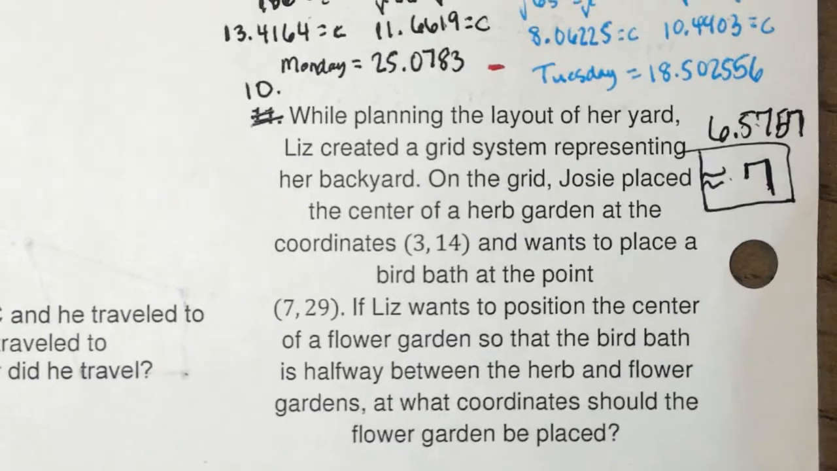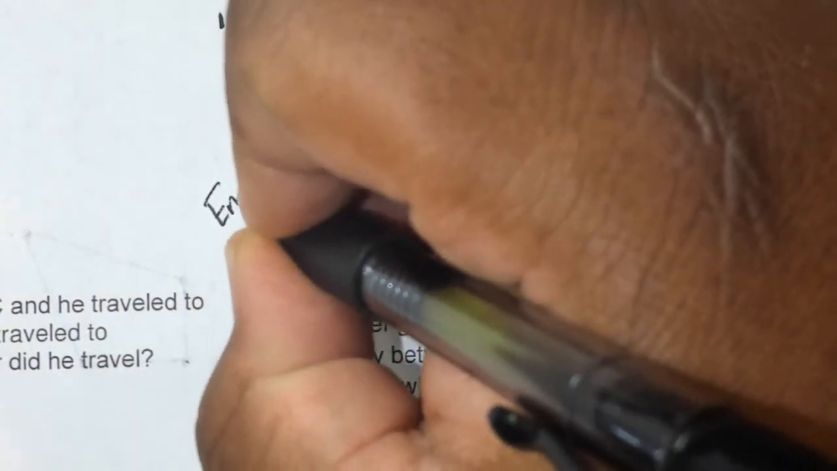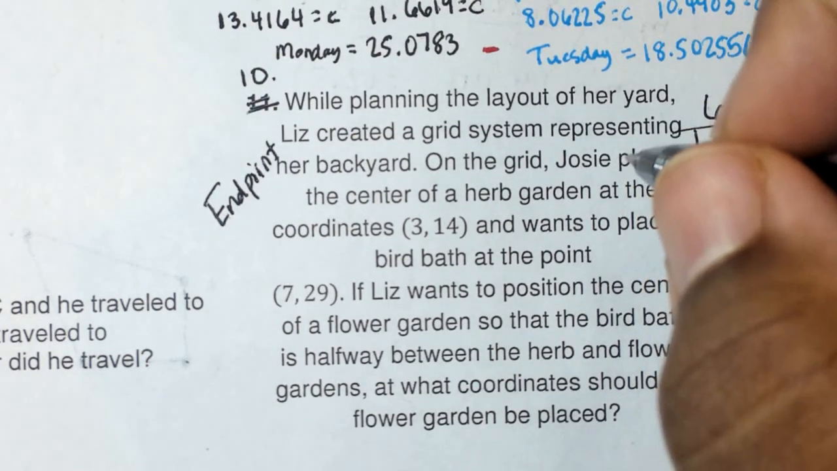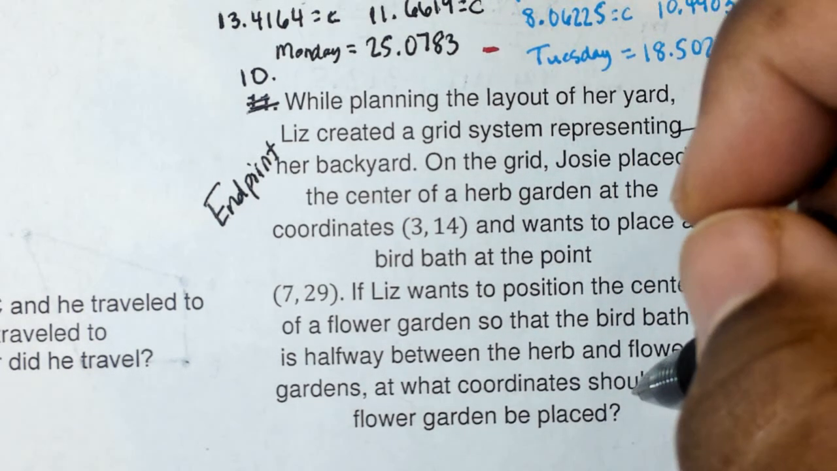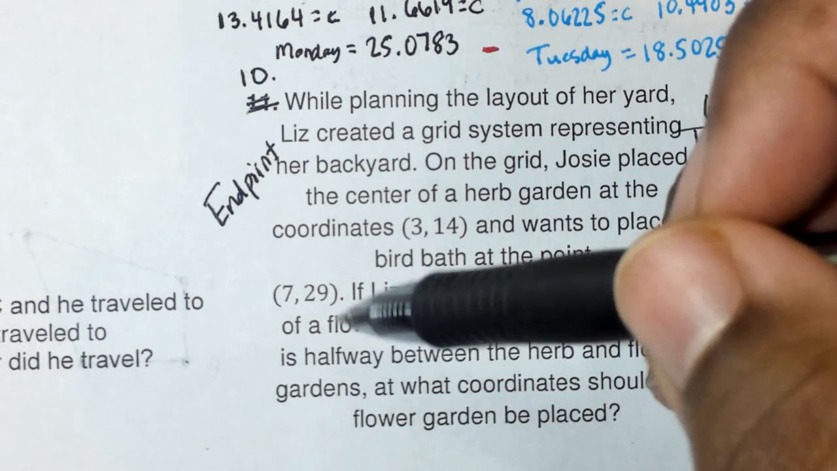On number 10, it's a word problem, but all it is is endpoint. It's endpoint, just like I'm gonna do it out to the side here. This is an endpoint problem, just like we did number 5 on the front. It's just worded out a long way. If you read it, you should understand they're giving you a midpoint and they're giving you an endpoint, and they want you to find the other endpoint.